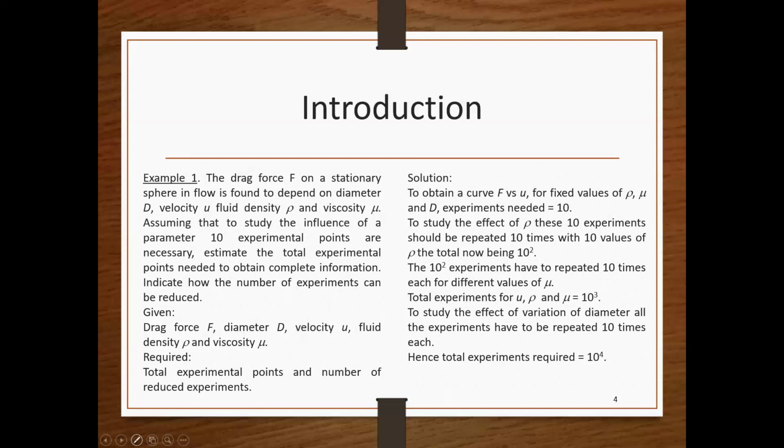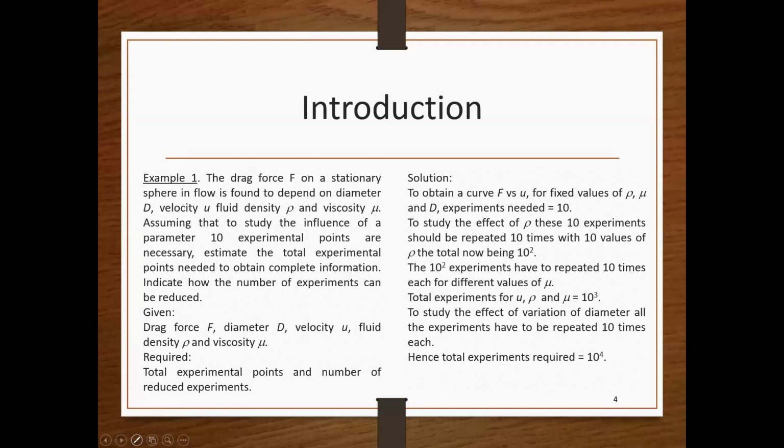Assuming that to study the influence of a parameter, 10 experimental points are necessary. Estimate the total experimental points needed to obtain complete information. So indicate how the number of experiments can be reduced. Given the drag force F, diameter D, velocity U, fluid density rho, and viscosity mu. Required: the total experimental points and number of reduced experiments.